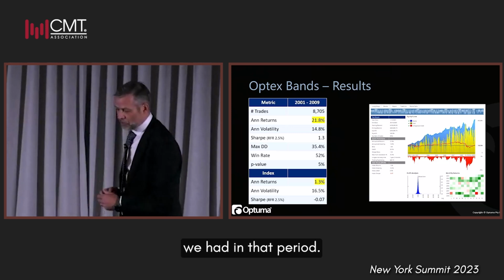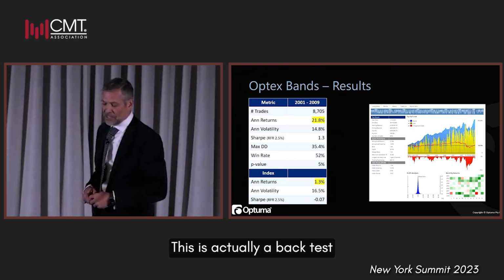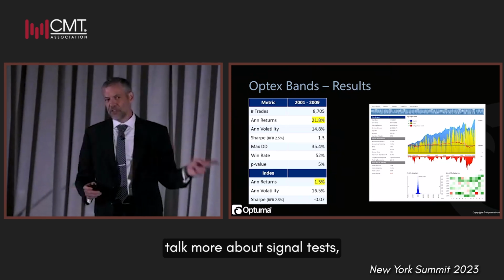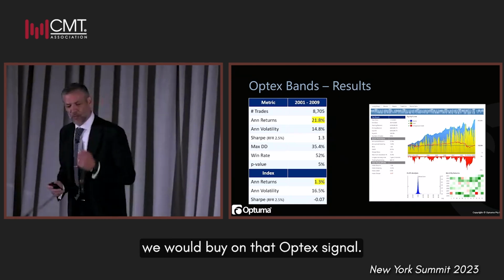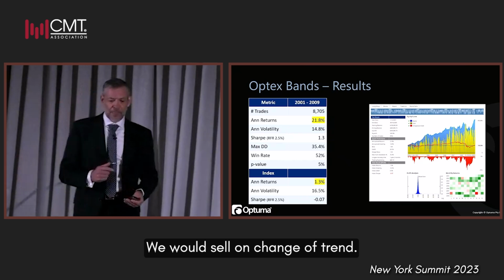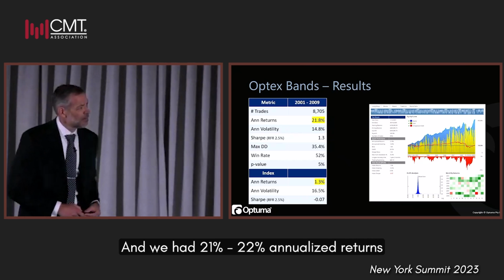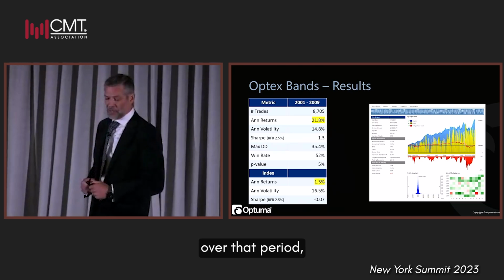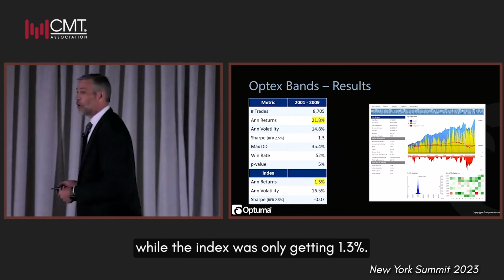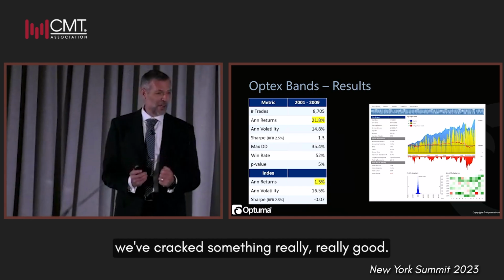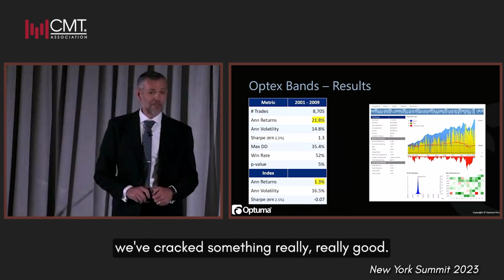So you can see the results we had in that period. This is actually a back test. In a moment, we're going to talk more about signal tests. But this is a back test. We would buy on that Optex signal. We would sell on change of trend. And we had 21%, nearly 22% annualized returns over that period, while the index was only getting 1.3%. So we thought this is phenomenal. You know, we've cracked something really, really good.